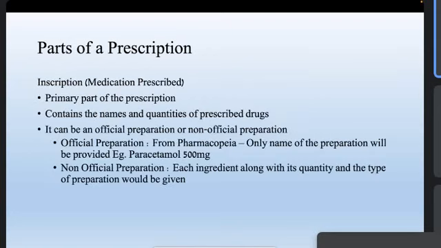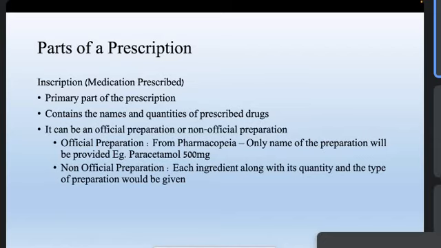Okay, what is the inscription then? So this is the main part of the prescription. So it will contain the name of the drug and the quantity of the drug, that is the dosage of the drug. So usually official preparations, that is, nowadays it is only official preparations which are being given. So for example, we have the pharmacopoeia which has the preparation name. So for example, paracetamol 500 mg. So it will just be given that way.